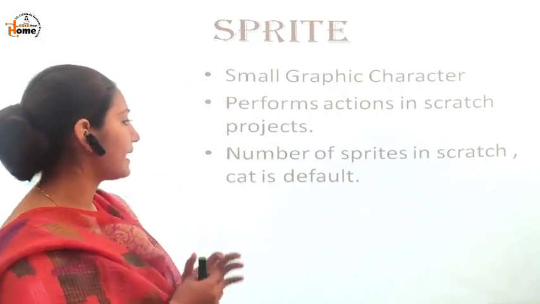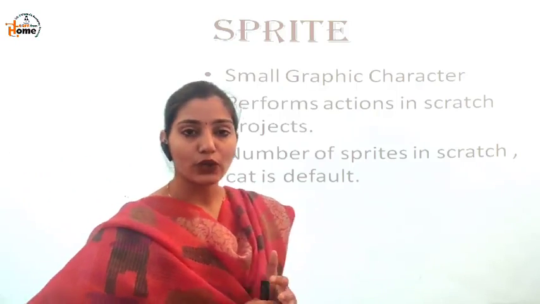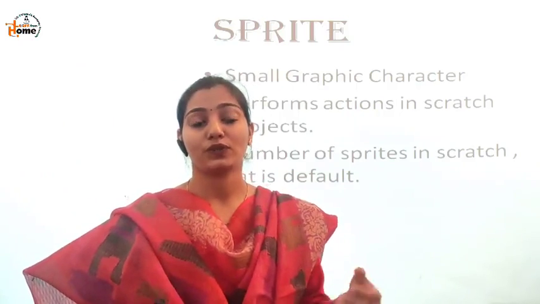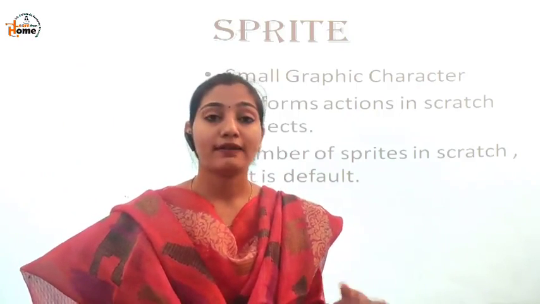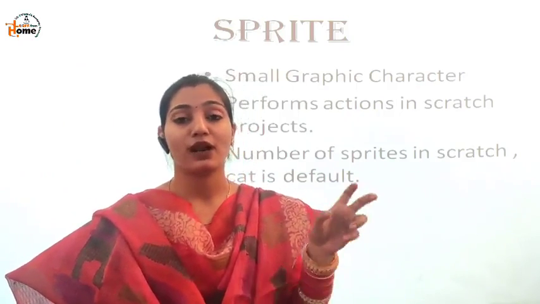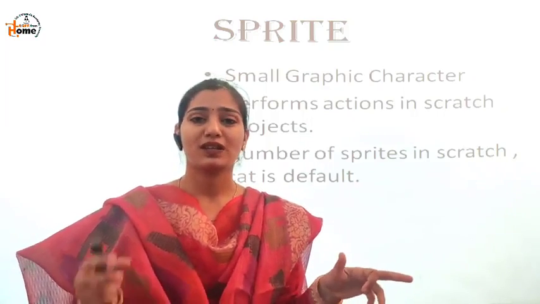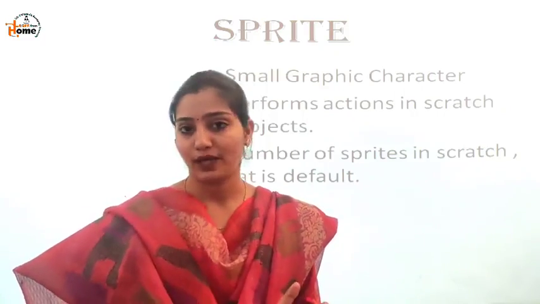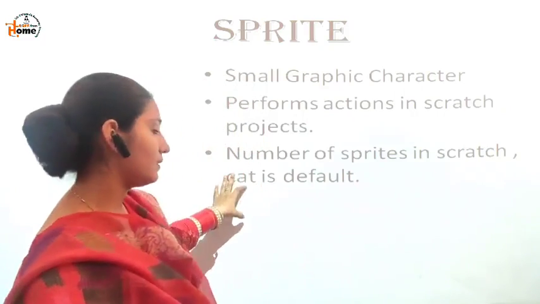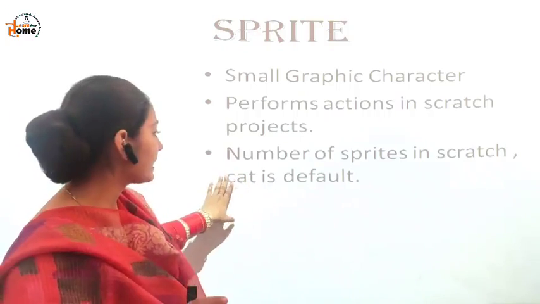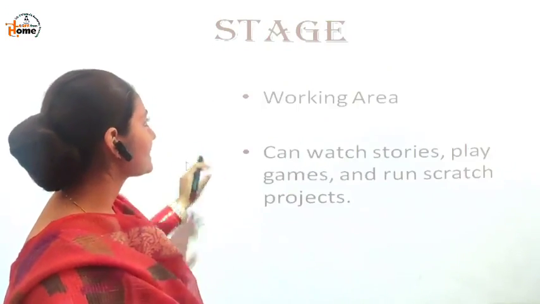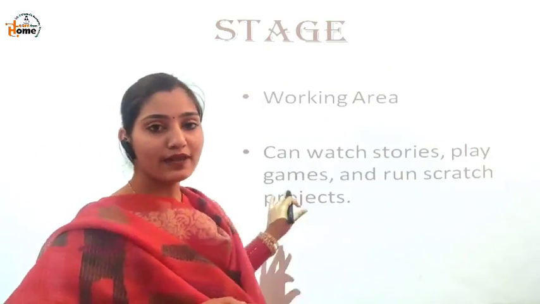There are a number of sprites in Scratch. I have already told you. There is even a category from which you can choose, like fantasy and transportation. You can use any transport. You can use cartoons. A lot of things. So there are many sprites, and the cat is the default sprite. Next we have the stage. What is a stage? We have seen a stage.